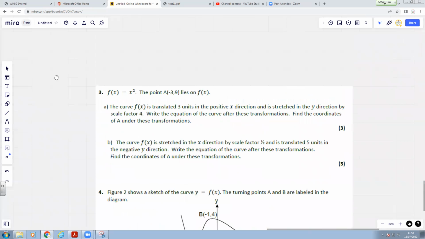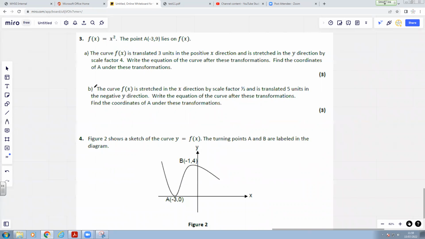What have we got next? 3 and 4. Okay, right. F of x is x squared. The point a minus 3, 9 lies on f of x. The curve f of x is translated 3 units in the positive x direction. Okay, firstly, if you're translating it 3 units to the left, that means that it's suddenly become x minus 3 squared. And is stretched in the y direction scale factor 4. Write the equation of the curve after these transformations.